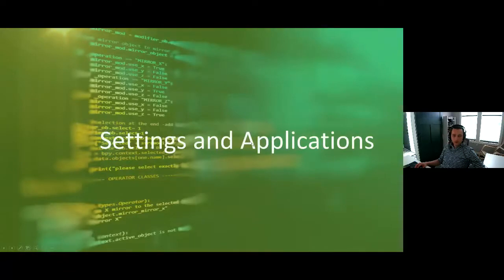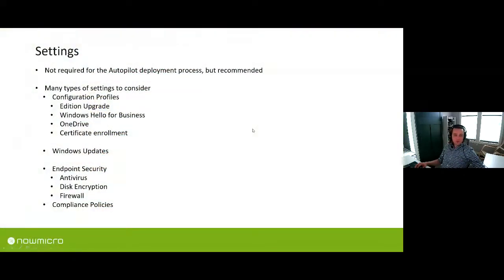So back over here, the next thing we need to look at then is settings and applications. Having settings and apps isn't actually strictly required for the Autopilot deployment process, but it's definitely recommended to have. You're probably going to need to configure some settings and applications about your device, right? So what kind of settings are available to be configured in Intune?